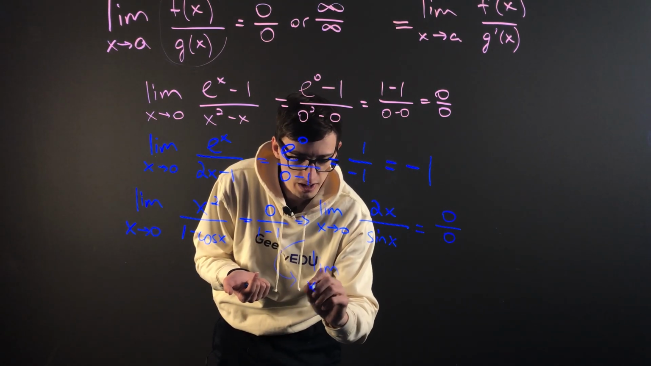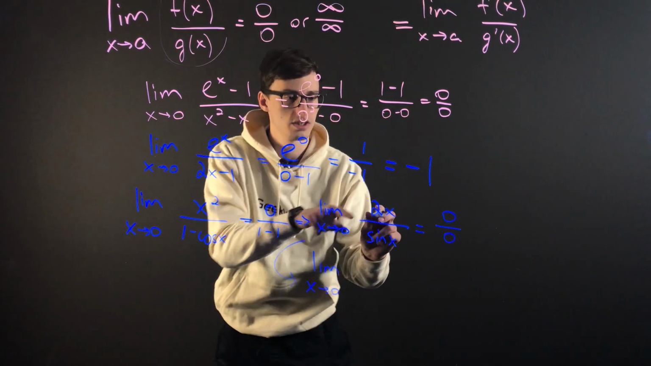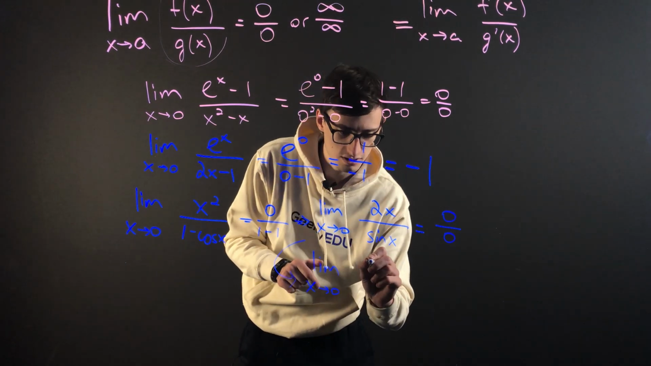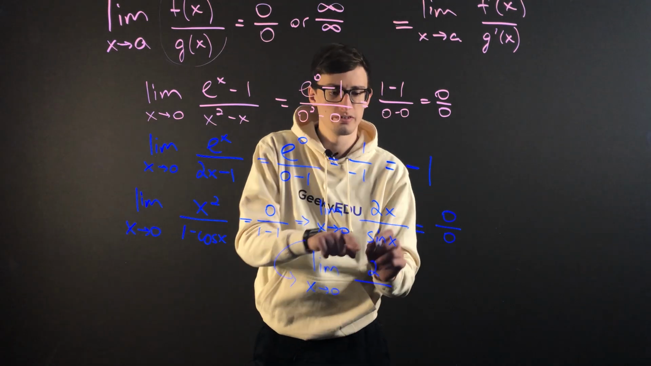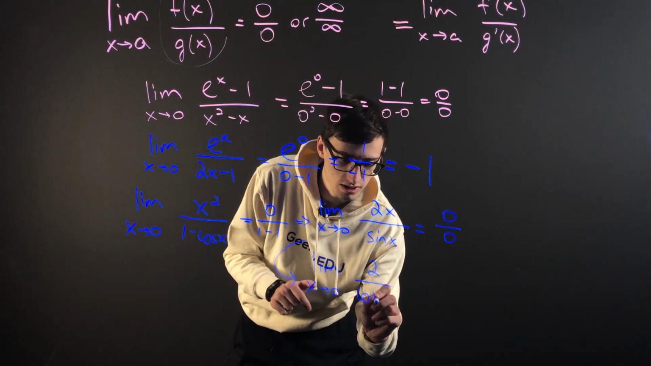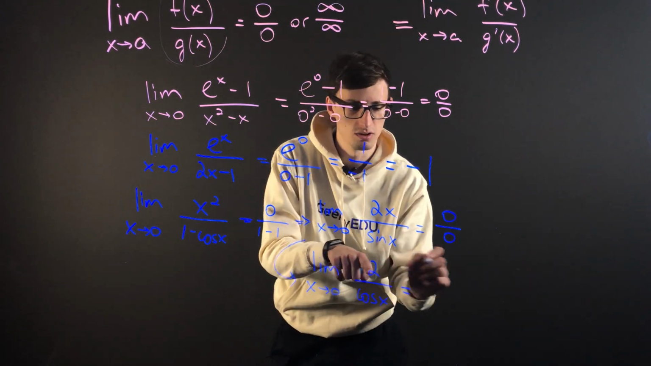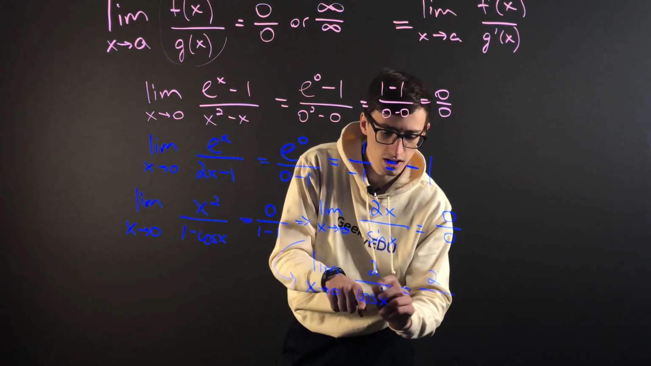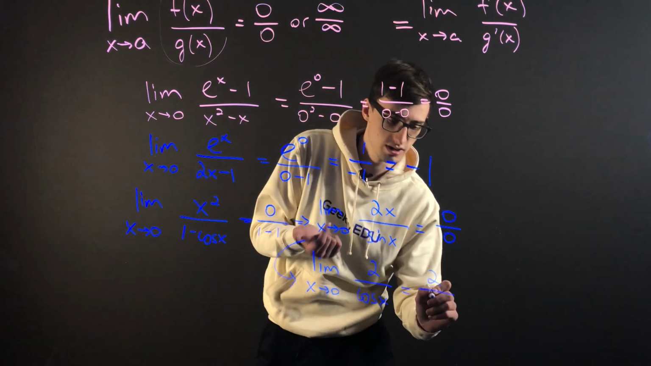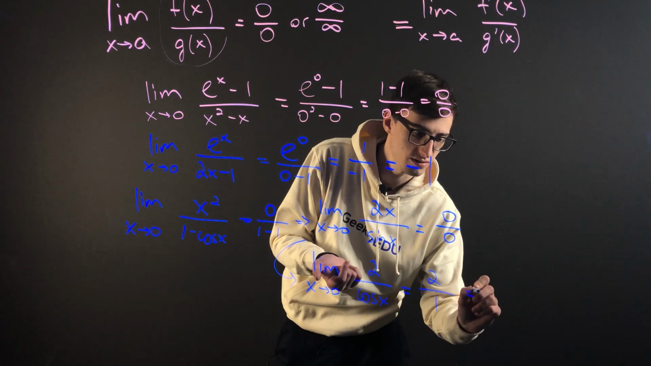Limit of x goes to 0. The derivative of 2x is just 2. And the derivative of sine x is cosine x. What do we have now? Obviously, we have 2 over cosine of 0, which is 1. So the answer is 2.